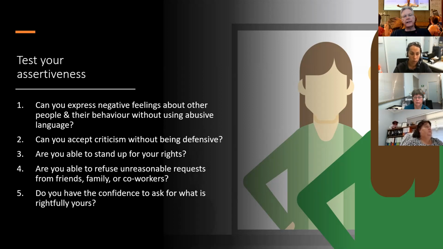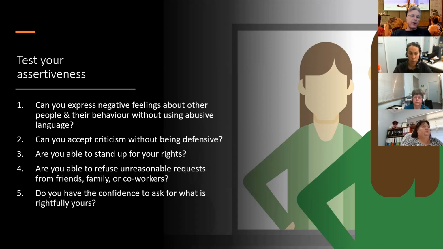Now, of course, if it's completely unjustified criticism, you're within your rights to say something like, you're entitled to your opinion, but I disagree with you, and then cite an example to back up your disagreement. That's a perfectly valid way of dealing with it. But getting defensive would be where you start defending yourself and start getting upset, when the other person may just be trying to help and give you some assistance.